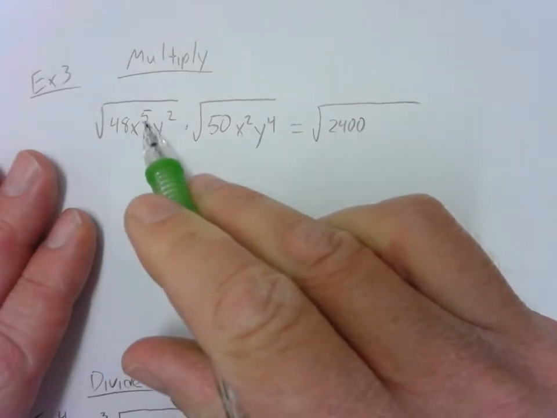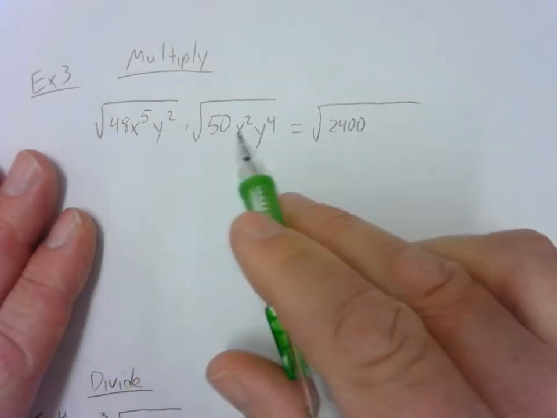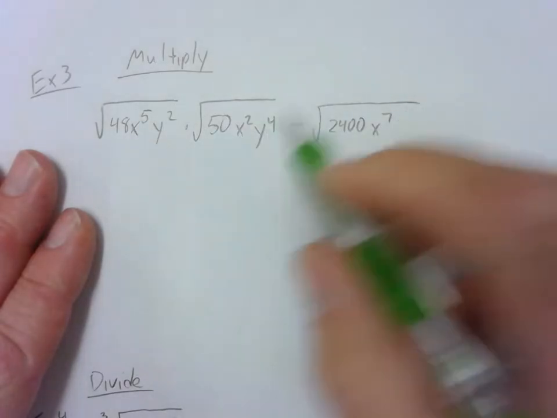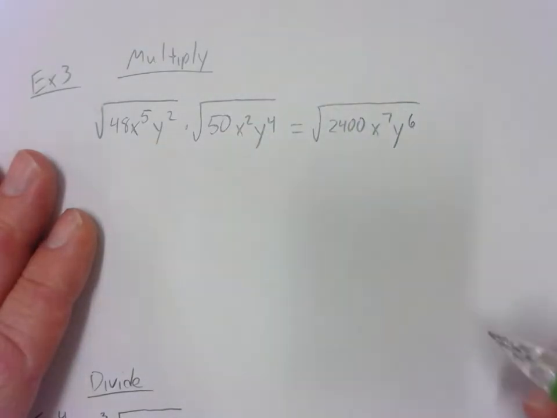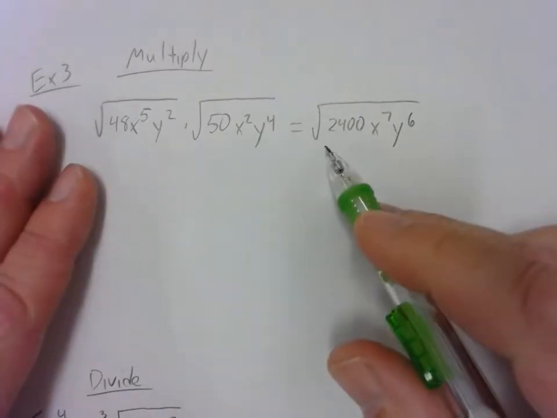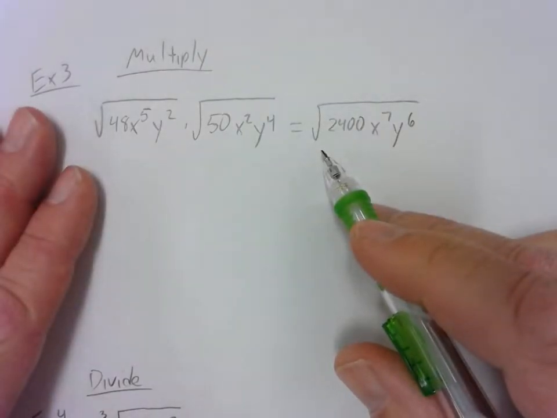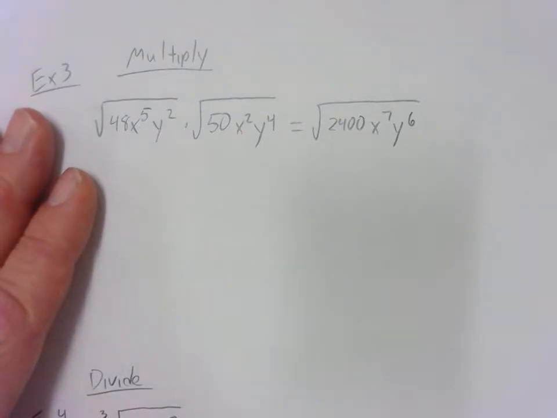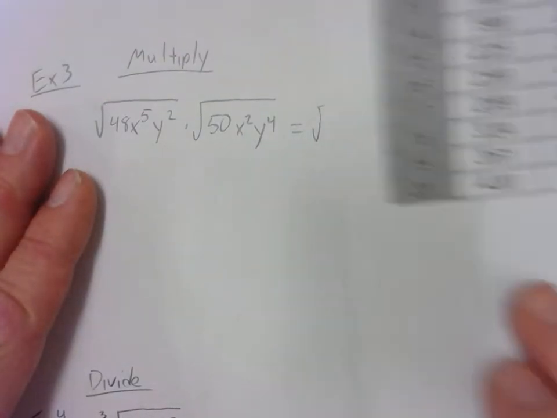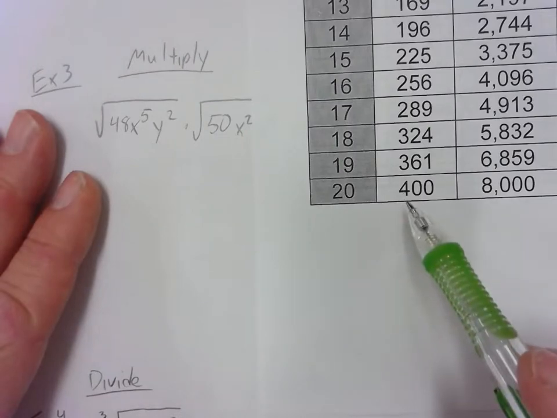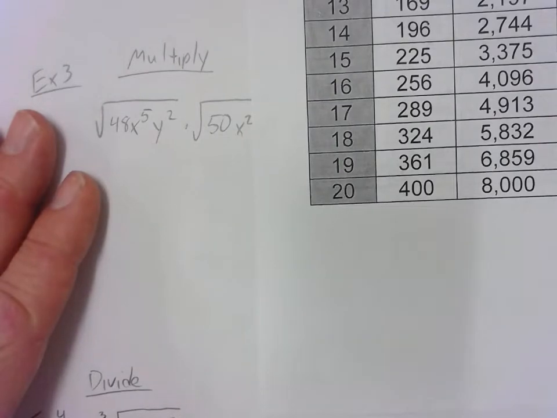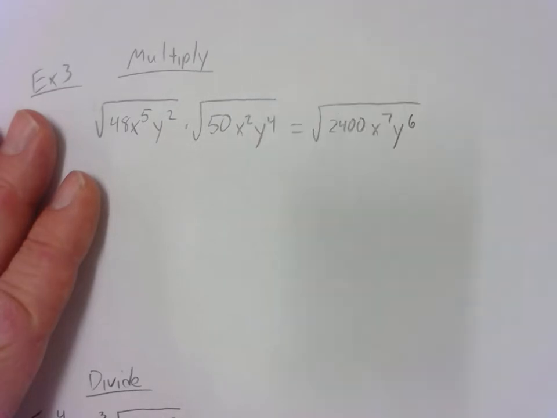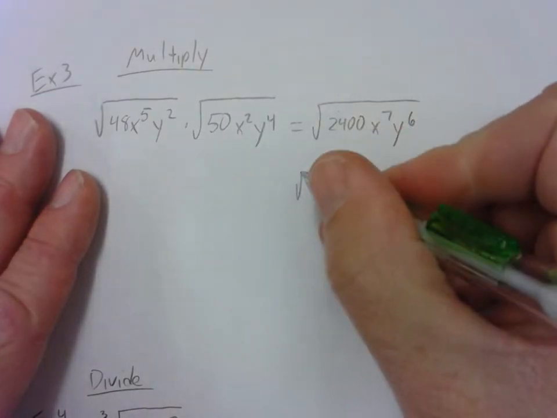x to the fifth and x squared multiplied together, and when you multiply like bases, you add the exponents. And the same thing with the y. Now we're going to take this and break it up into what I can take the square root of, and what I can't take the square root of. If I look on the square list, all the way at the bottom is 400. And I believe that works because 400 times 6 would be 2400. So I'm going to go square root.